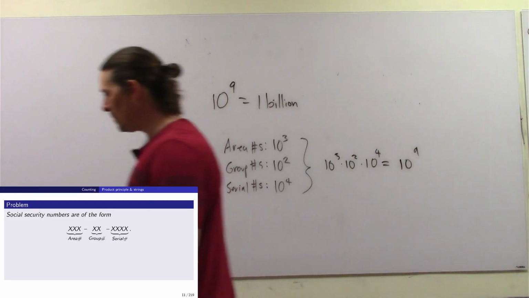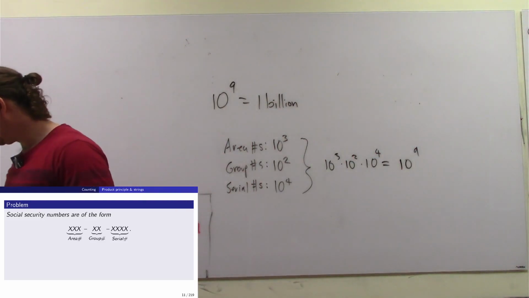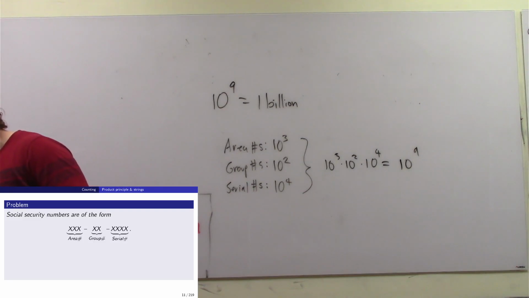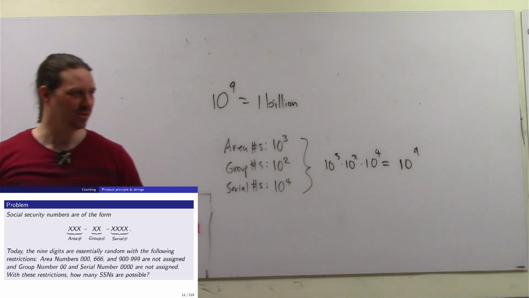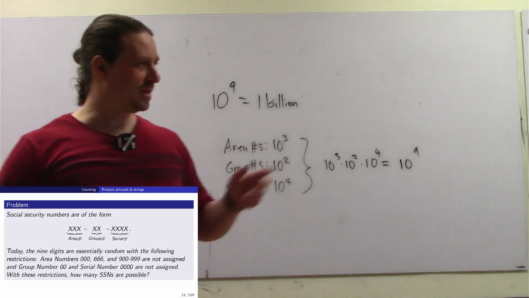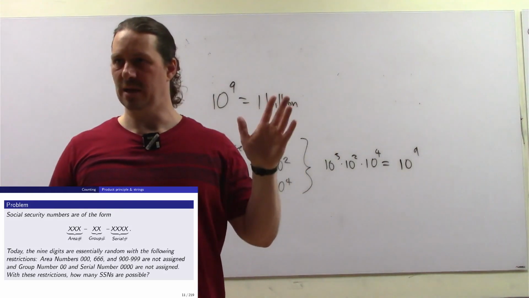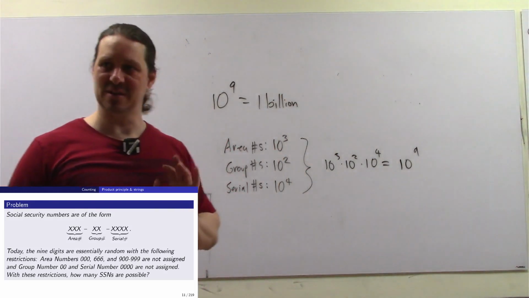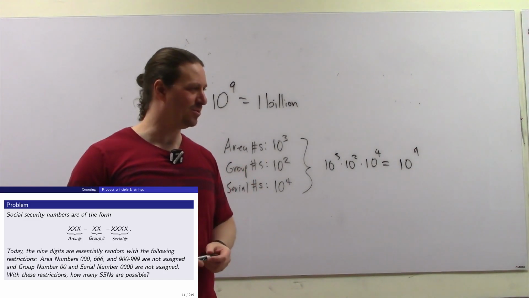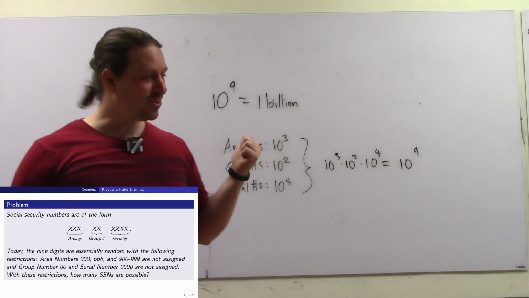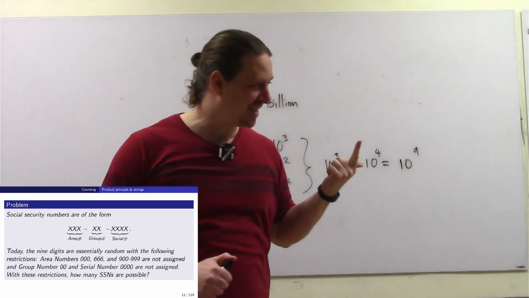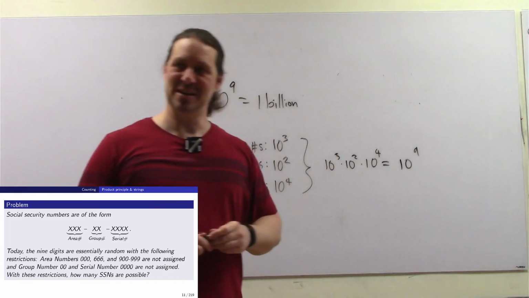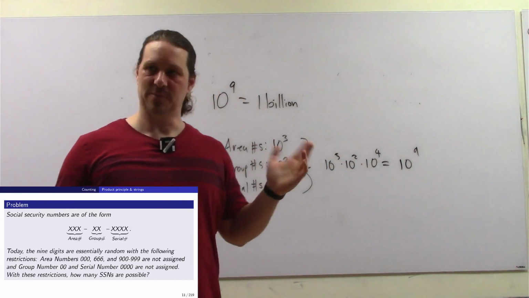Okay? Let me add a little bit more here to the problem, because we can actually answer the true question. And there's some interesting information here about it as well. So like I said, today the 9 digits are essentially random. Anything's available, but there are a few combinations that are not allowed. This may be interesting to you. Area number 000, 666, and all the numbers 900 to 999 are not allowed for area numbers.